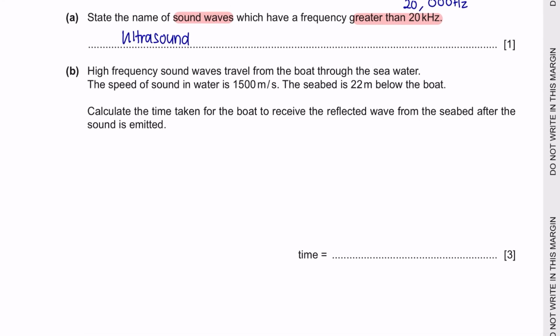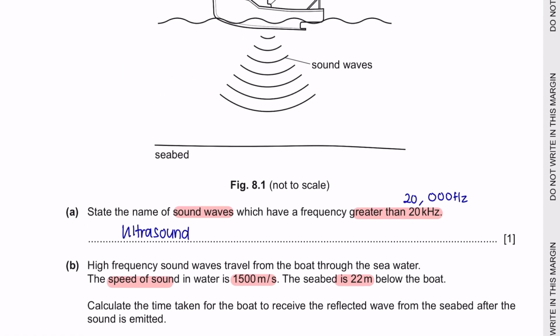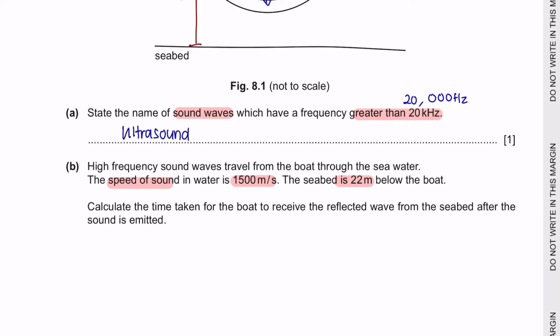Next, question B. High-frequency sound waves travel from the boat through the sea water. The speed of sound in water is 1,500 meters per second and the seabed is 22 meters below the boat. So the sound is traveling at a speed of 1,500 meters per second and the depth is around 22 meters. Okay, we are asked to calculate the time taken for the boat to receive the reflected wave from the seabed after the sound is emitted.